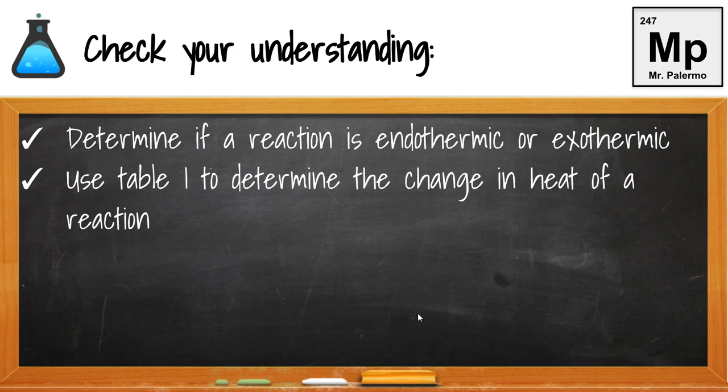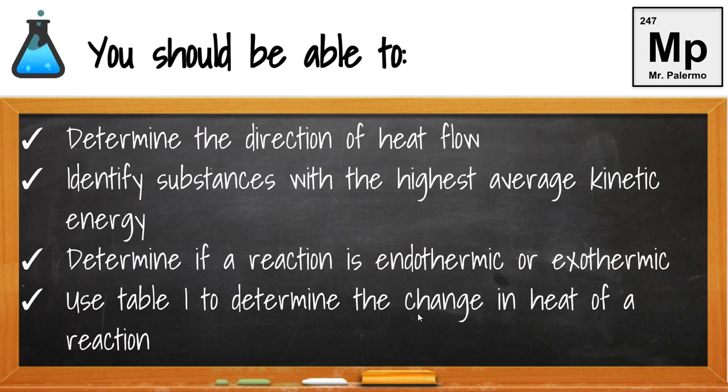Let's check your understanding. Can you determine if a reaction is endo or exothermic? And can you use table I to determine the change in heat of a reaction? At this point, you should be able to determine the direction of heat flow, identify substances with the highest average kinetic energy, determine if a reaction is endo or exothermic, and use table I to determine the change in heat of a reaction.